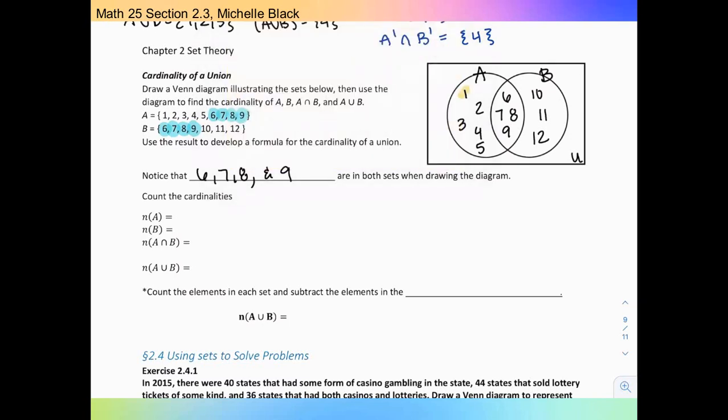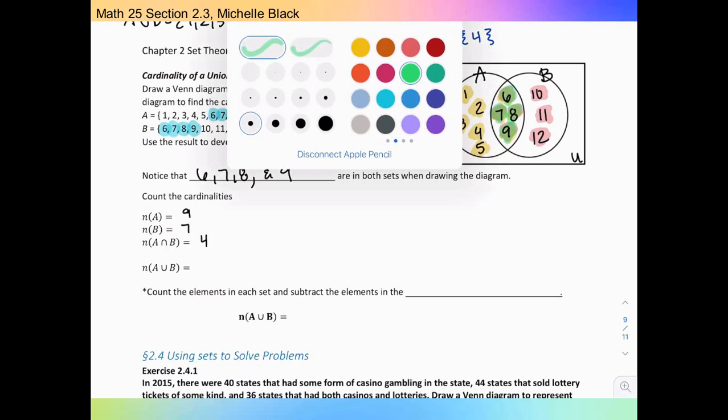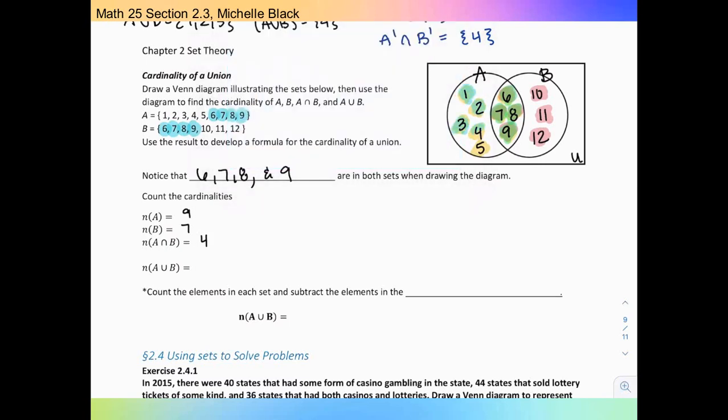Looking at set A, I have 1, 2, 3, 4, 5, 6, 7, 8, 9 elements. Looking at set B, I have 1, 2, 3, 4, 5, 6, 7 elements. Looking at the intersection, I have 1, 2, 3, 4 elements. And looking at the entire union, I have 1, 2, 3, 4, 5, 6, 7, 8, 9, 10, 11, 12 elements.